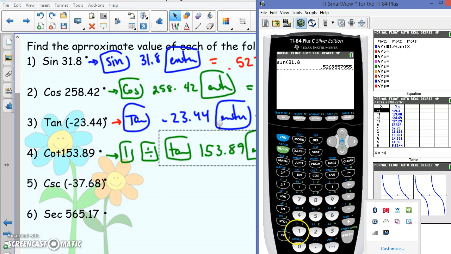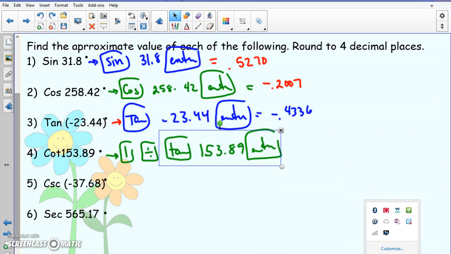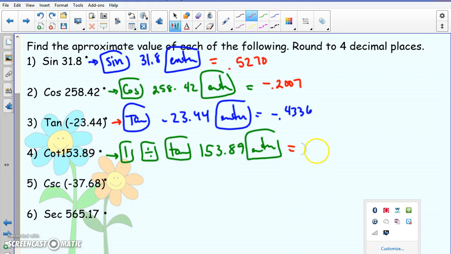So we'll type in 1 divided by tangent, because that's cotangent's partner, 153.89, and then we hit enter. And it doesn't matter if you close the parentheses around it, so we get the decimal of negative 2.040 or something like that is what it was. Okay, so we get negative 2.0404.